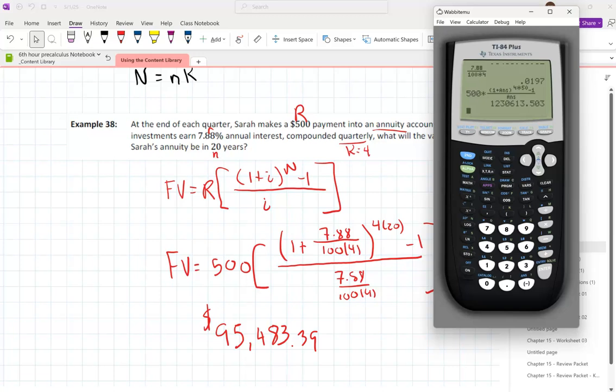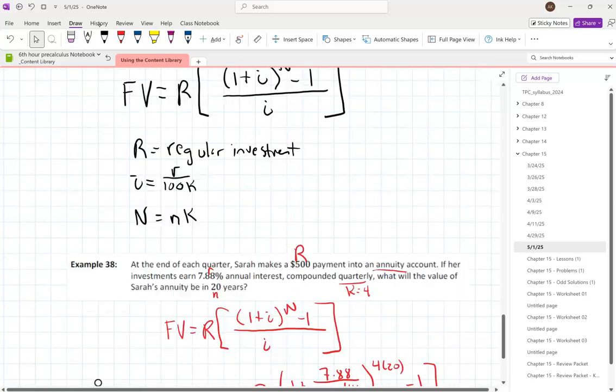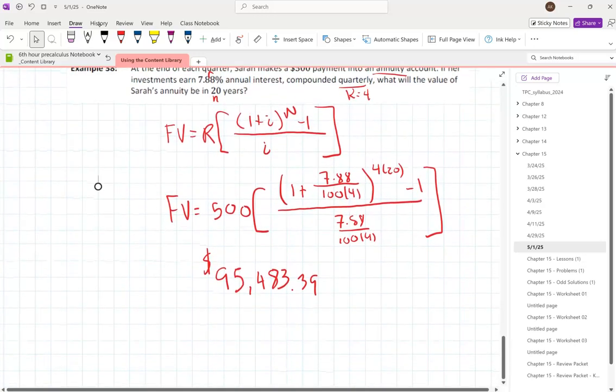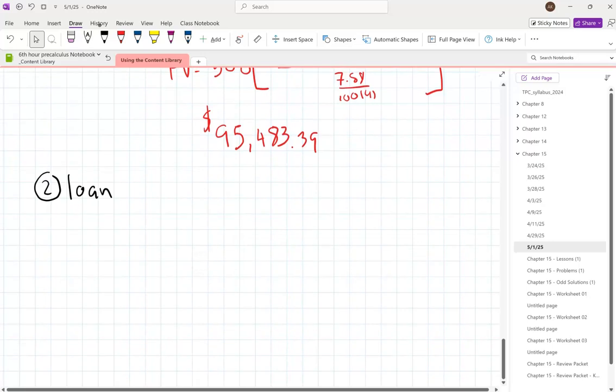The other way an annuity could function is that it also sounds a lot like a loan repayment, right? So if you buy a car or a house or you take out a loan for school, the bank gives you a bunch of money all up front and then you pay that back over a series of years with some interest accumulating. That sounds exactly like an annuity where you're making a regular payment.